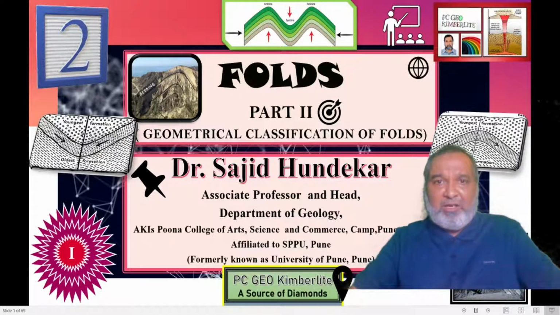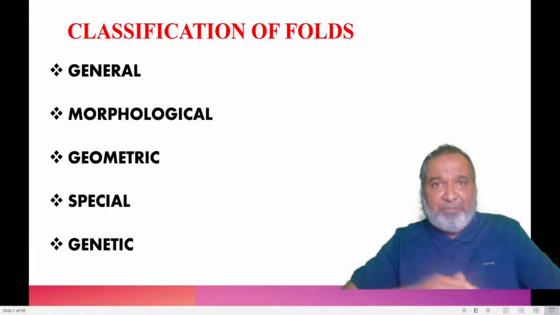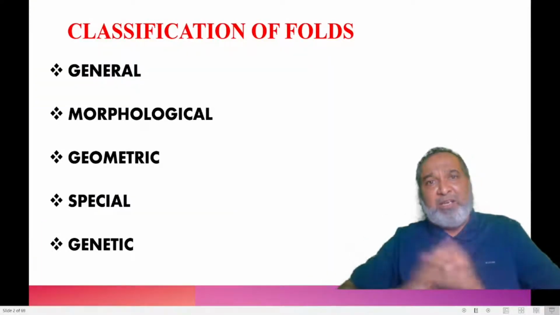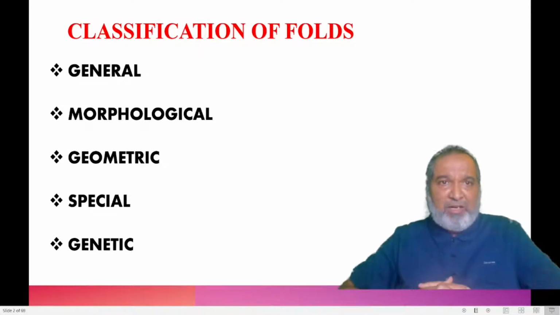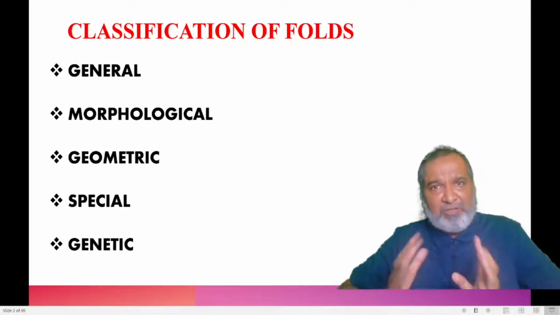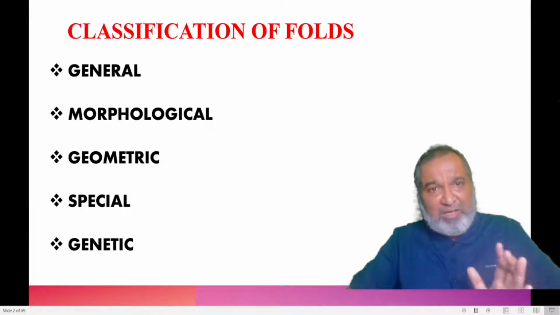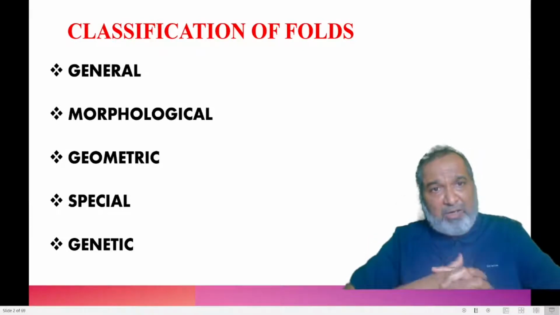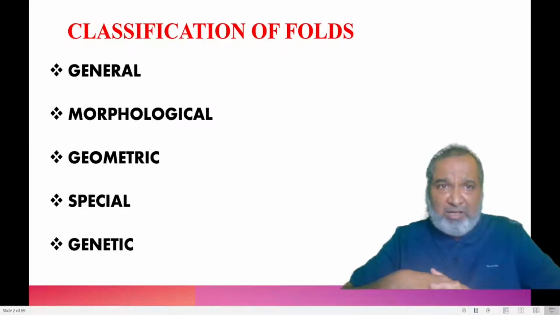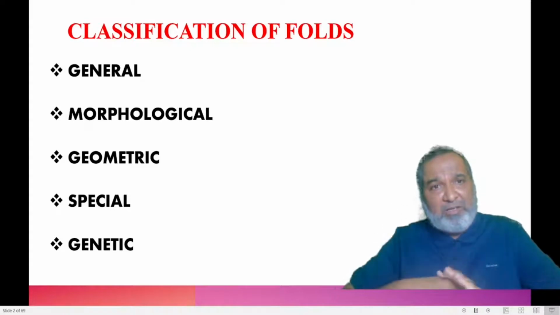Yes, we'll start a geometrical classification of folds. Now, classification of fold has been divided into five criteria. First one, general criteria, classification of fold on general basis. Second one, morphological basis. Third one, geometrical classification. Fifth one, spatial, and last one is genetical classification. So these are there, but now in this video, initially I am going to prepare a geometrical and genetical, and after that I am going to prepare a different video on general classification.